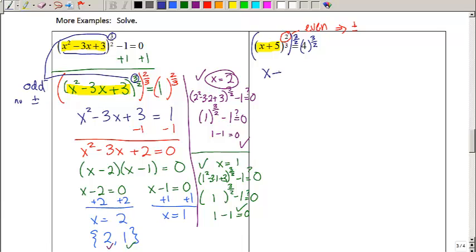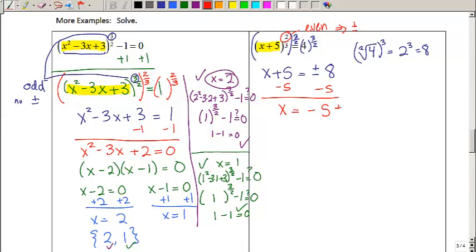So that leaves me with x plus 5 on the left-hand side equals plus or minus. Notice I put the plus or minus in the immediately next step. 4 to the 3 halves is the same thing as the square root of 4 cubed, which is 2 cubed, or 8. But the plus or minus has to go immediately next. To solve for x, I need to subtract 5. And I get negative 5 plus or minus 8.